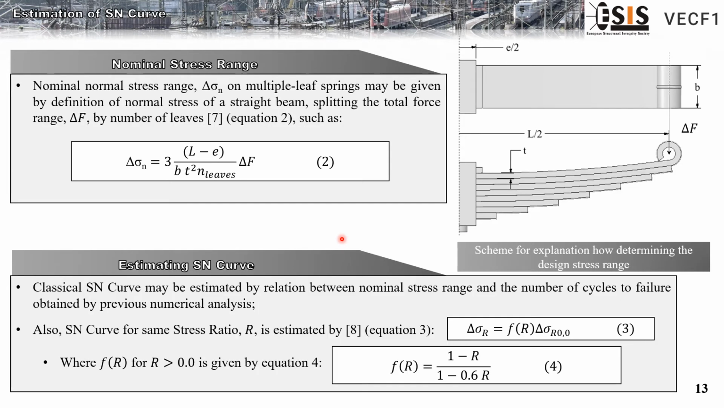Lastly, we want to estimate the Haigh curve. For that, we need to calculate the nominal stress range. One formula to relate the force range and stress range is presented by equation 2, that is the definition of normal stress for a straight beam, where we split the total force range by the number of leaves.